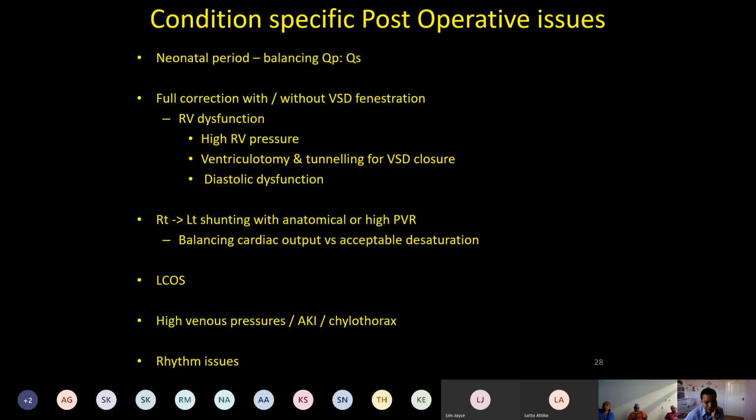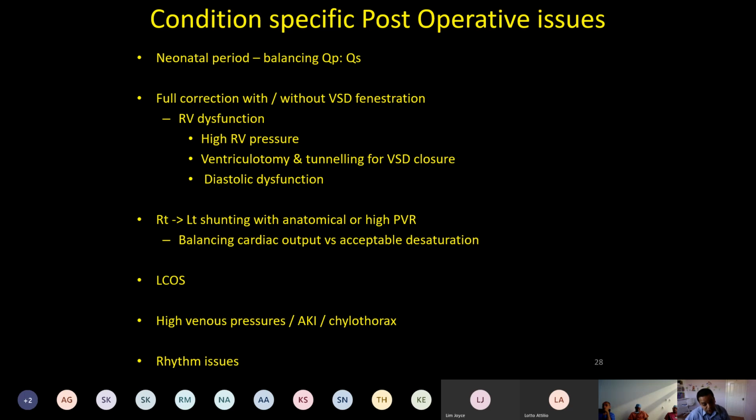So we have to accept a lower saturation at the expense of having a good systemic blood flow. And that has to be, again, collaborating, understanding how much is the RV pressure, how much is the shunting, where is the shunting. All these things, the dependence of the right ventricle and the left ventricle and interdependence, will ultimately lead to a low cardiac output state.